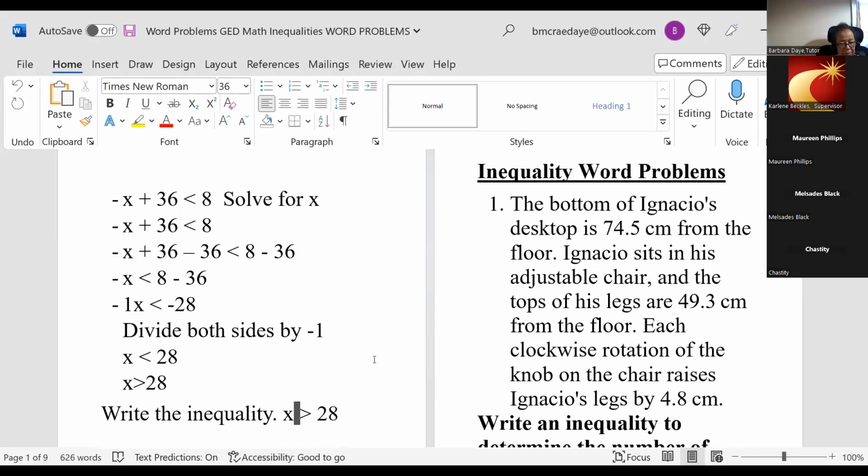Got it? Yes, Miss. So the inequality is x greater than 28. The x is just 28, because if I said solve for x, I would just give you a series of numbers and 28 would be the answer. Questions? No, thank you, Miss.